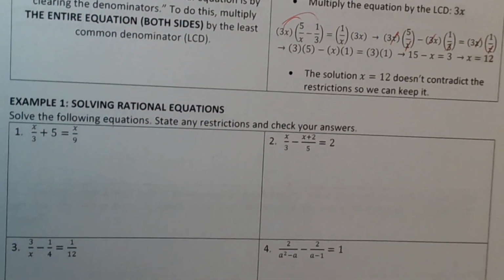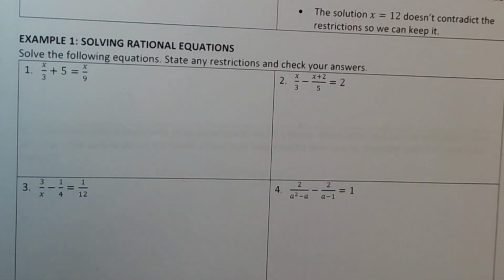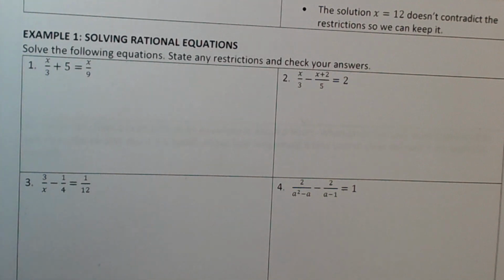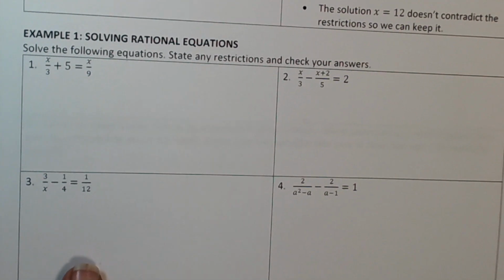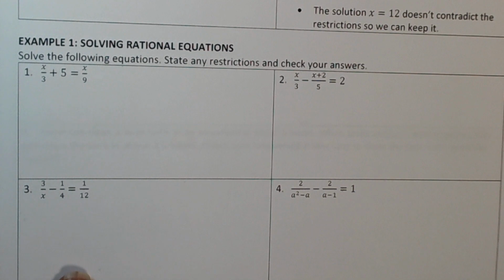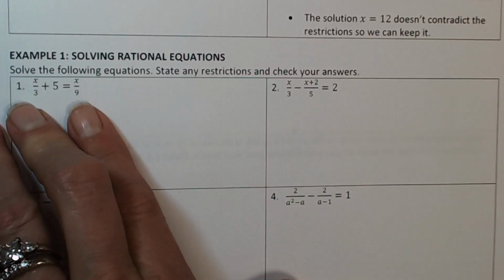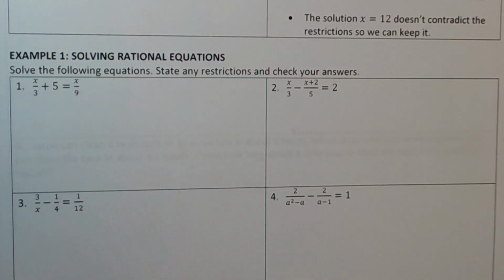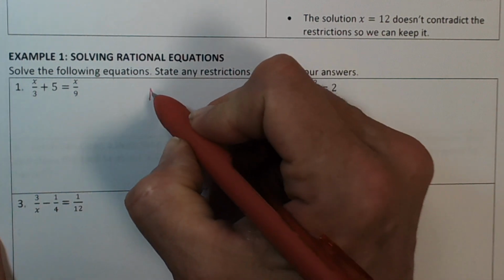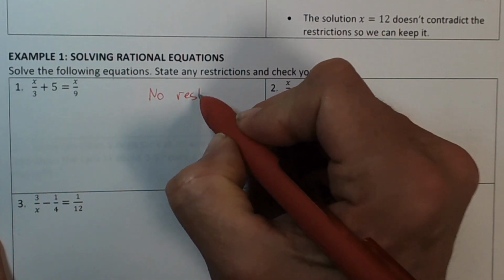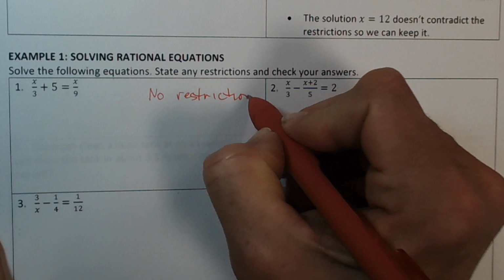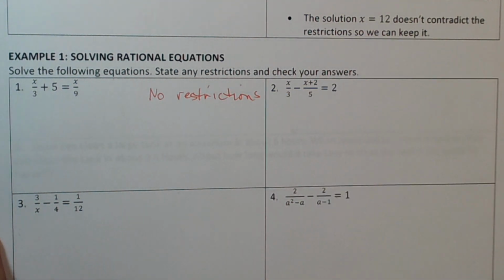All right, looking at our other examples. So we see that we have our first equation, and we're going to state any restrictions and make sure we check our answers. Now in this equation, we can see that we don't have any variables in the denominator, so there are no restrictions here. No restrictions because there's no variable in the denominator.